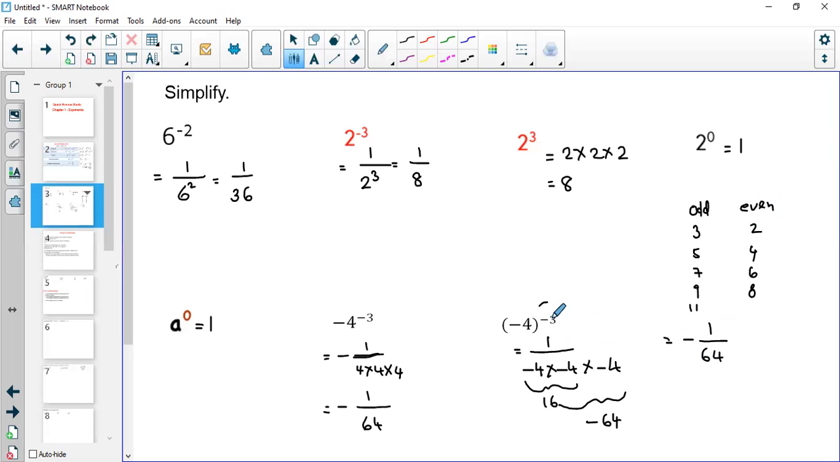But if the exponent was an even number, for example, instead of negative 4 to the power of negative 3, if it was negative 4 to the power of negative 2, where 2 is an even number, your question must be written like this: negative 4 multiplied by negative 4. What is negative 4 multiplied by negative 4? That's going to give you a positive 16. So your answer will be in this form, whereas if it is an odd number, your answer will have a negative sign.